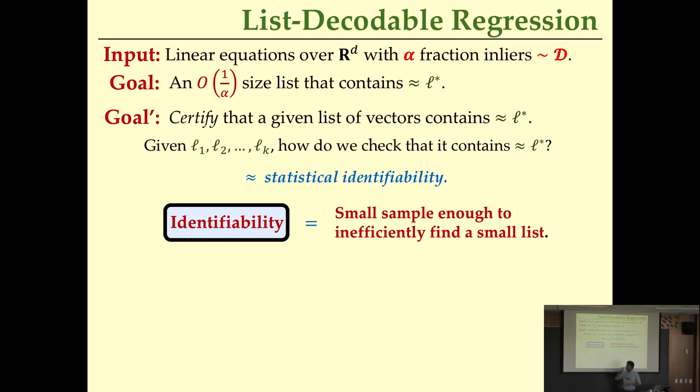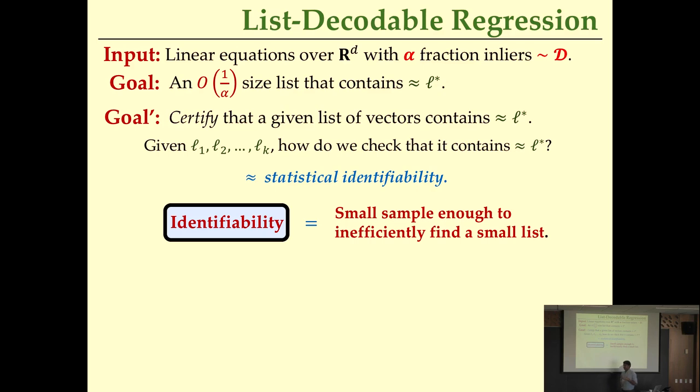That were fictitious. But any subset of those equations now of the larger set that have a solution you're happy with? No, I want to find a list that contains L star. I want to do something that is meaningful to the original inliers, even though I may not know who they are. I want to find a list that contains the original L star.